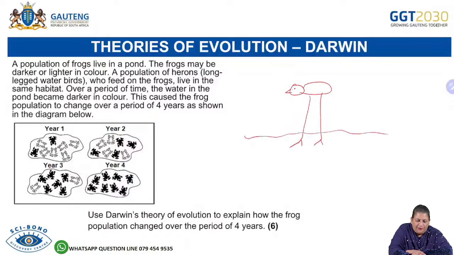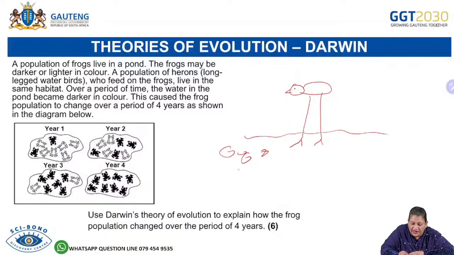Right. So a pond of frogs lived in a pond, and the frogs may be darker or lighter in color. So all over here now they were frogs, light frogs and dark colored frogs. Right. So these birds feed on the frogs that live in the same habitat. Over a period of time, the water in the pond became darker. So remember, you got dark colored frogs and light colored frogs.